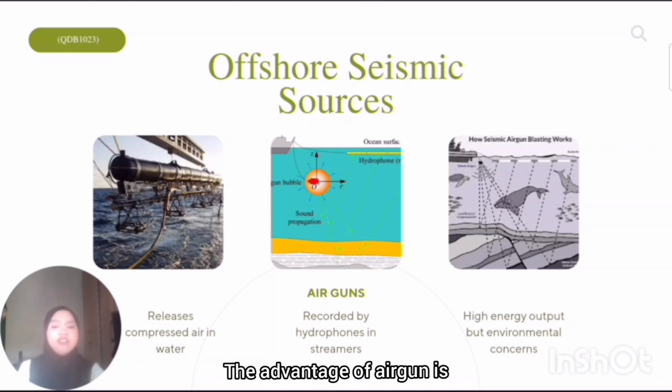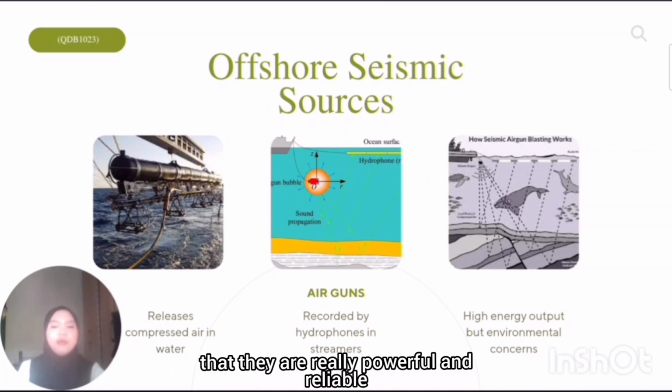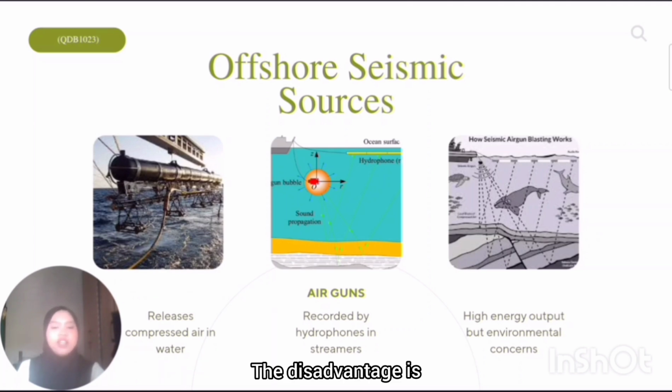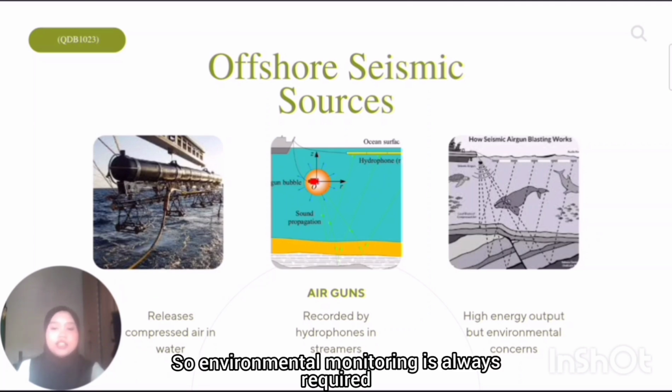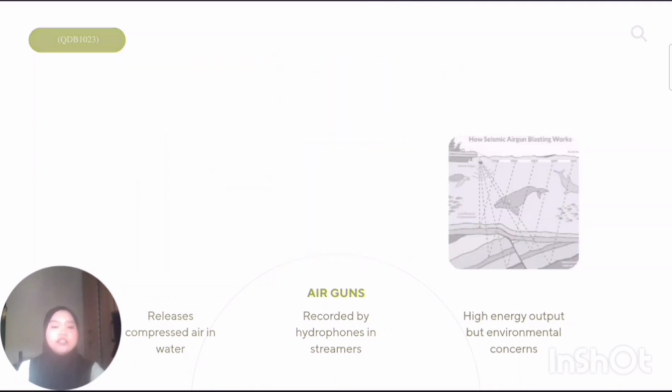The advantage of air guns is that they are really powerful and reliable. The disadvantage is their potential impact on marine life, so environmental monitoring is always required.